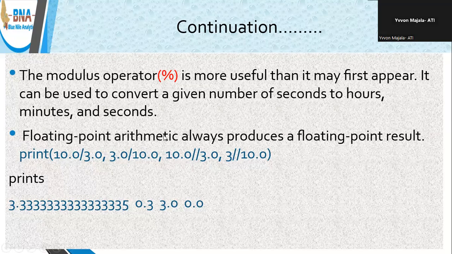Floating point arithmetic always produces a floating point result. This means that no matter where you see a floating point, for example, if a floating point is added to an integer, you will always get a floating point. If it is a floating point divided by an integer, you will always get a floating point. If it is a floating point multiplied by an integer, the answer will always be a floating point. If a floating point is subtracted from an integer, or an integer is subtracted from a floating point, the answer will always be a floating point.